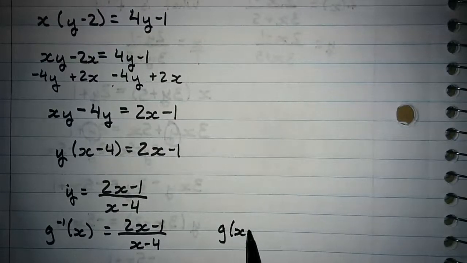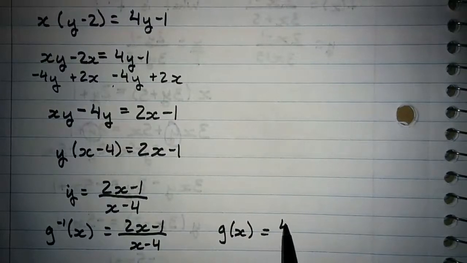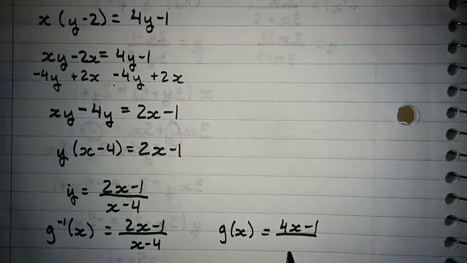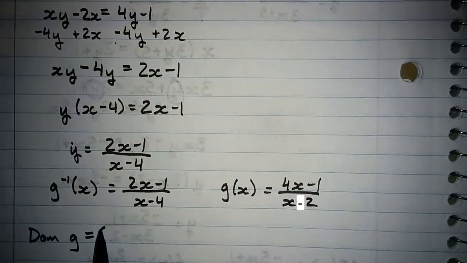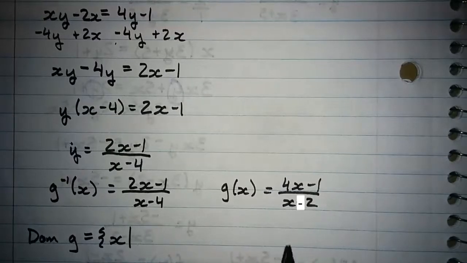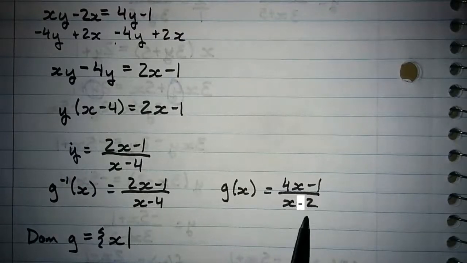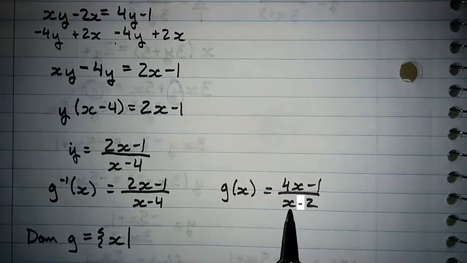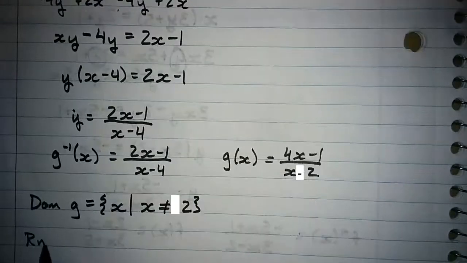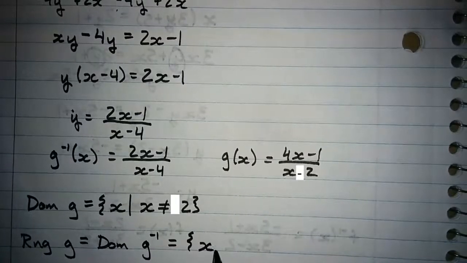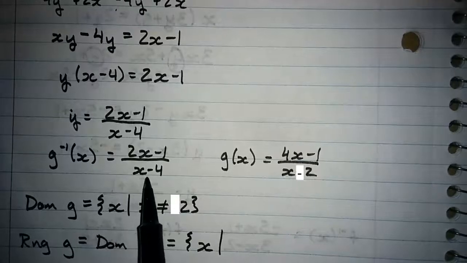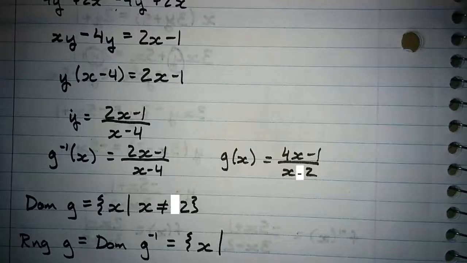Recalling that our original g of x was 4x minus 1 over x plus 2, we can now write down the domain and range. The domain of g is all of the x's that don't make this denominator 0. When will this denominator be 0? When x is negative 2. The range of g is the same as the domain of g inverse, which is the set of all of the values that don't make this denominator 0. When will this denominator be 0? When x is 4.